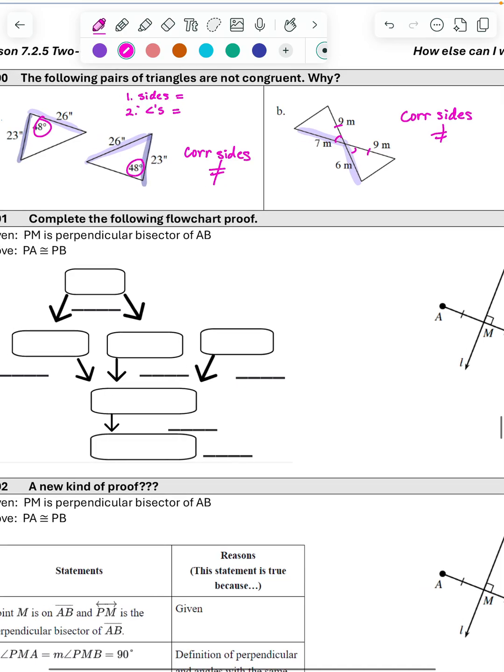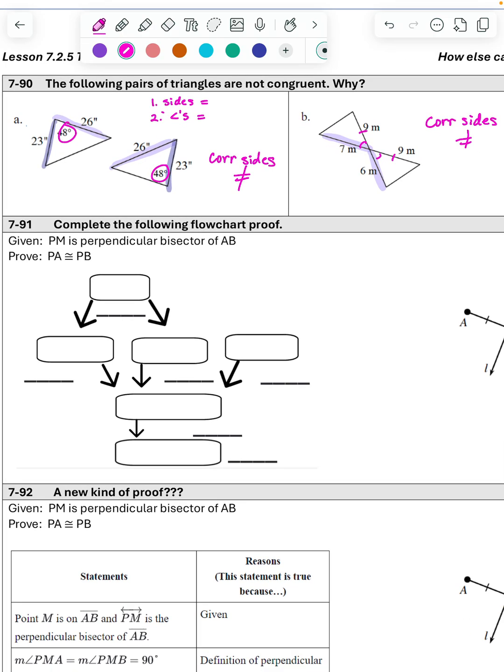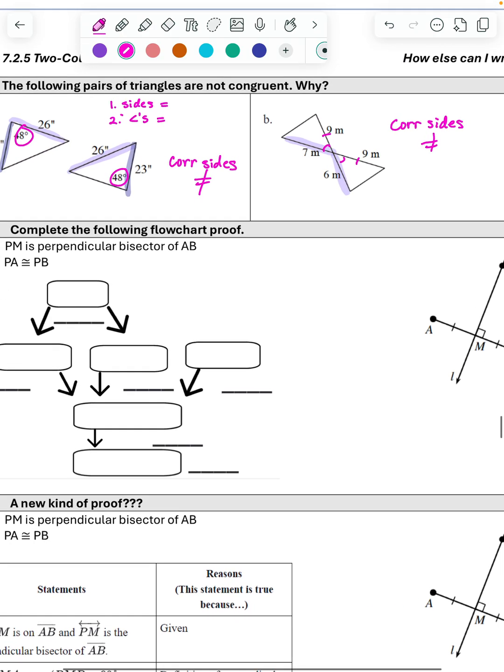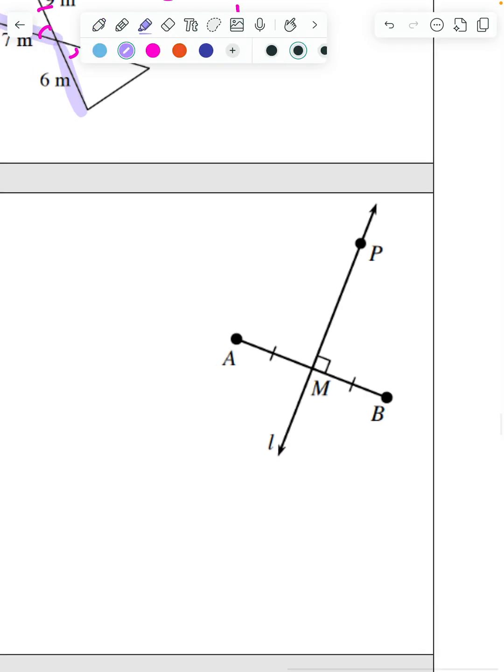All right, let's create a flowchart for this proof. We are given that PM is a perpendicular bisector of AB. So here is PM, here is AB. And reminder, a perpendicular bisector tells us two things. The perpendicular part tells us we are creating 90-degree angles. So those two are 90-degree angles.